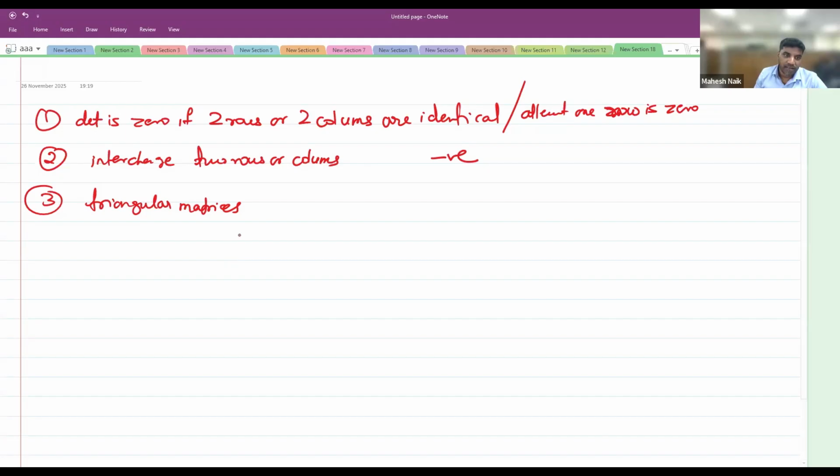Okay. If I talk about triangular matrices, whether upper triangular or lower triangular, in such a case the determinant of the matrix will be simply the product of all the diagonal elements. So it will be a11, a22 up to ann. Okay, this is a very helpful property when it comes to determinants.